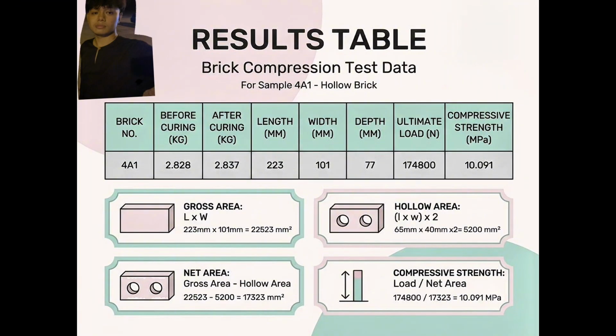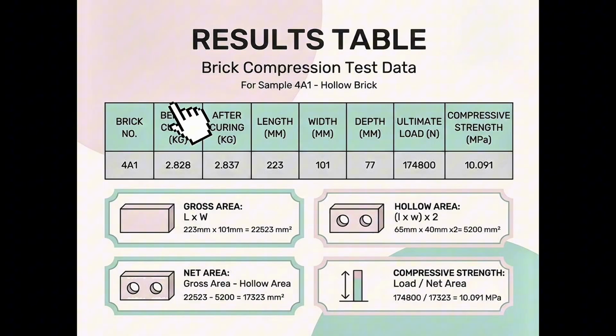70,323 mm square. With this, we can find our compressive strength, which is load over net area. Our ultimate load is 174,800 Newton over 70,323, and we will get 10.091 megapascal.